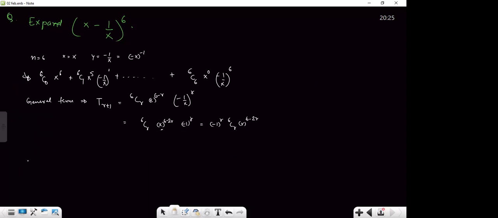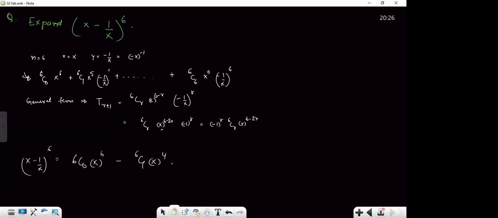Okay. So (x − 1/x)^6. For the first term, we have r equals 0, so 6C0 x raised to power 6 only. When r becomes 1, that is an odd number, so the term will become negative: 6C1 x raised to power 6 minus 2, that is 4.